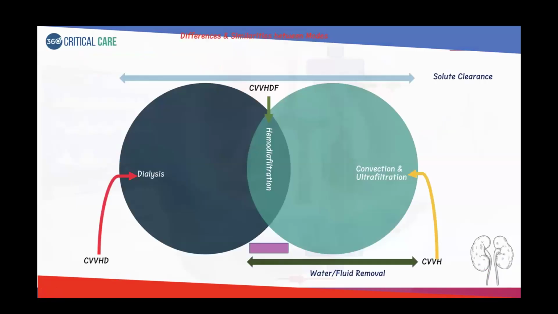Again, going to the same slide that I showed, solute clearance happens in all modalities, more in the diffusion modality, which is dialysis. Based on the amount of fluid you are dragging, it can be more in convection and ultrafiltration also. But if you want a balance between both solute removal and water removal, the mode to go for is hemodiafiltration, where there is dialysis or diffusion, and also convection and ultrafiltration happening at the same time.